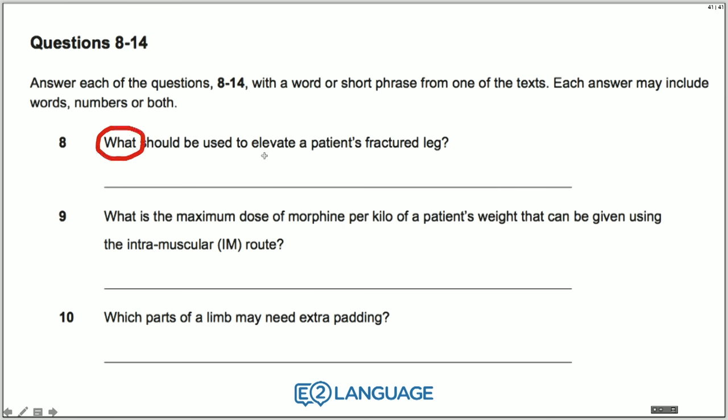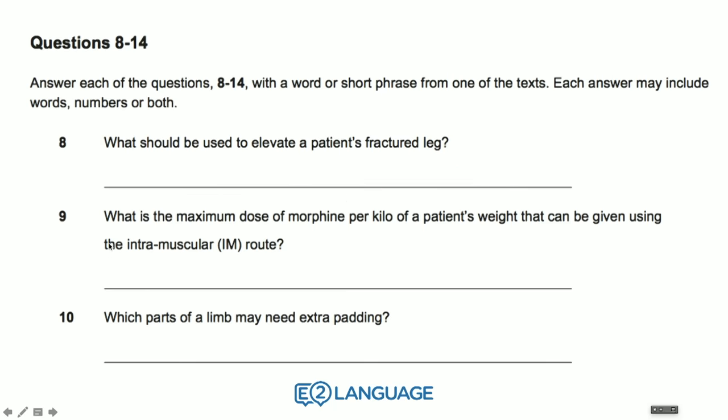What should be used to elevate a patient's fractured leg? So we're going to have to find keywords in here, find the corresponding text, and then we're going to answer this with a noun, okay? I think the answer is pillow, for example, okay? So you can write pillow or a pillow would also be considered correct.